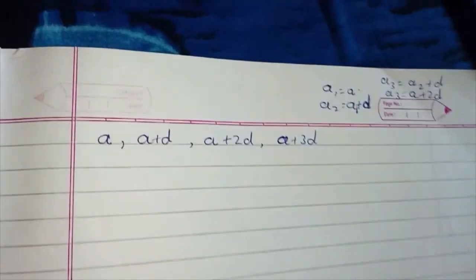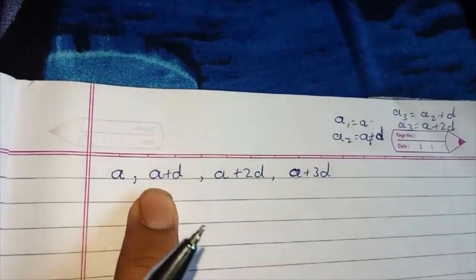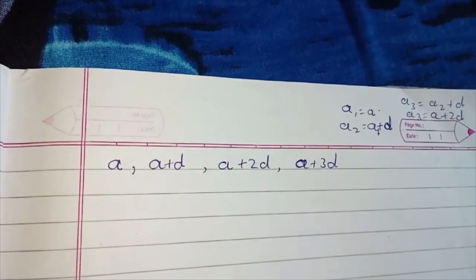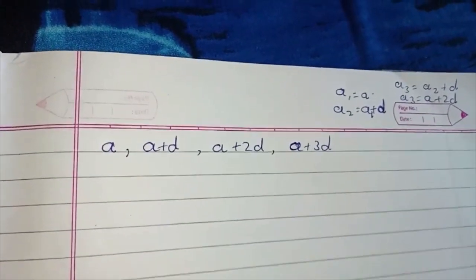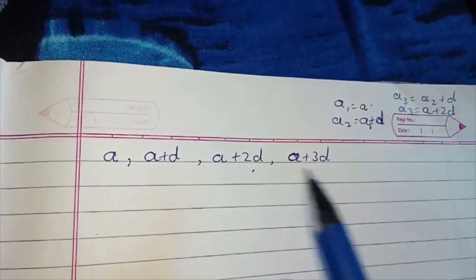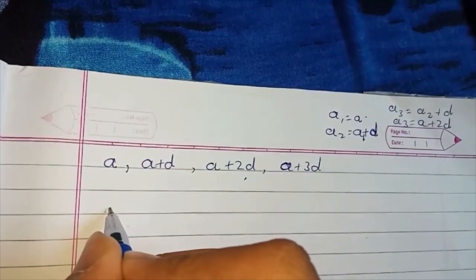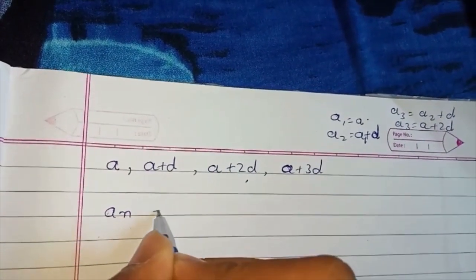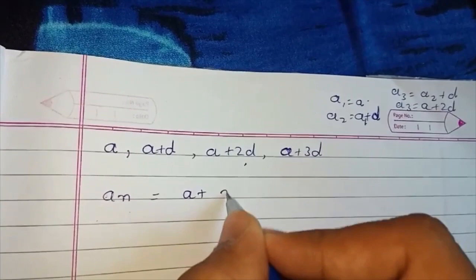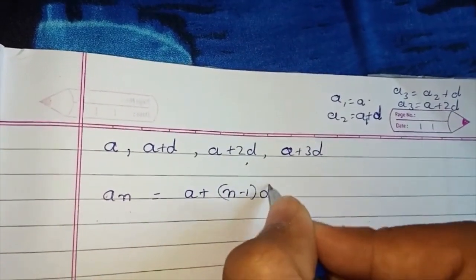Now can you see a pattern here? In the second term we are adding the difference only one time. In the third term we are adding the difference two times. So in short, on the nth term we will be adding the difference n minus 1 times.